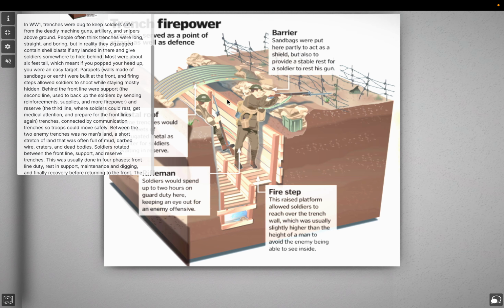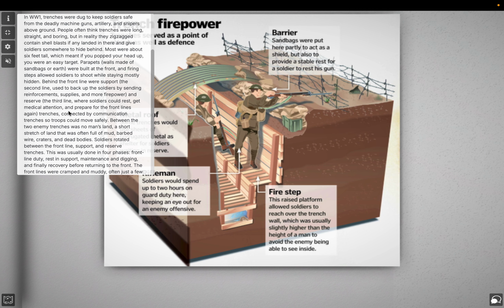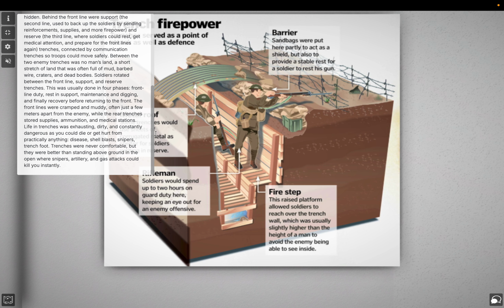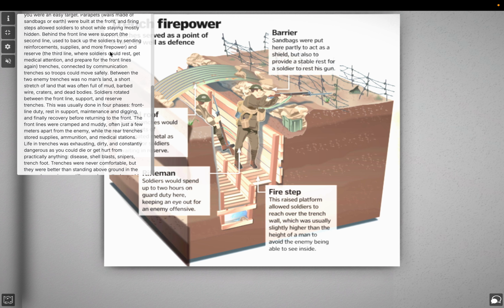They were actually completely zigzagged. Why? Because if a shell lands right here, there's a wall that covers the other people. They can hide, and it can contain shell blasts in one place, so it doesn't damage everything and kill a bunch of people. So let me show you guys.